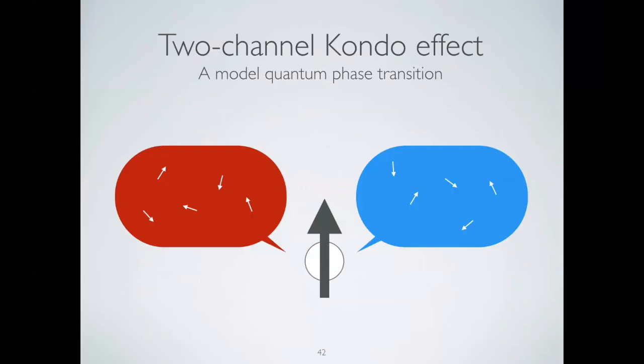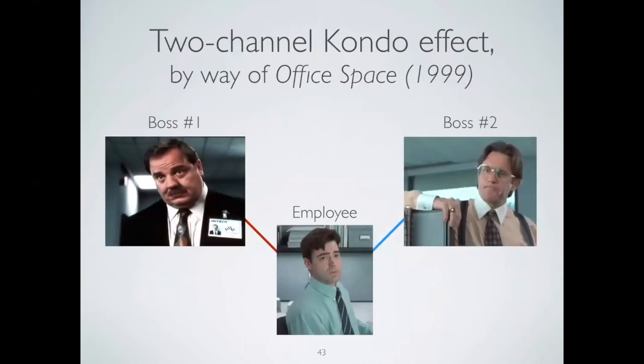So specifically the two-channel Kondo effect, a spin that's coupled to two different reservoirs antiferromagnetically. We can take a cue from an old movie, Office Space, in which an employee needs to satisfy two bosses. And of course, it's impossible to do both of those.